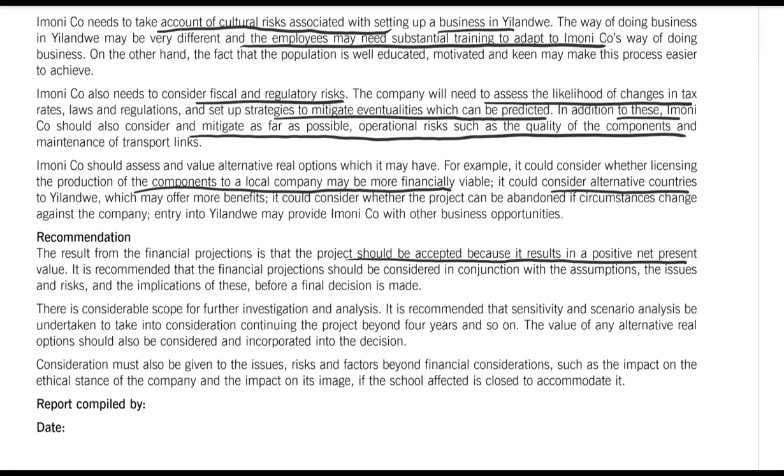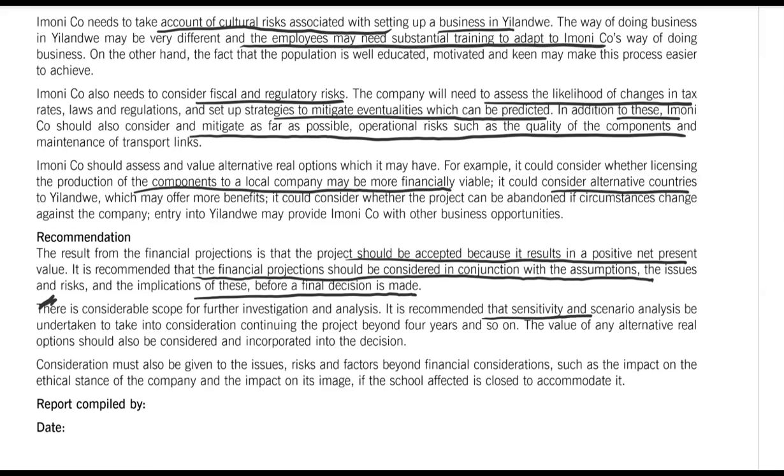Whenever the answer is positive, you will write the positive recommendation, but you will write the word however, and then you will write that you should consider other points. It is recommended that the financial projection should be considered in conjunction with the assumptions, the issues, and the implications of these before a final decision is made. There is considerable scope for further investigation and analysis. This is a general statement, and you will always write this statement in an international or normal investment proposal question.